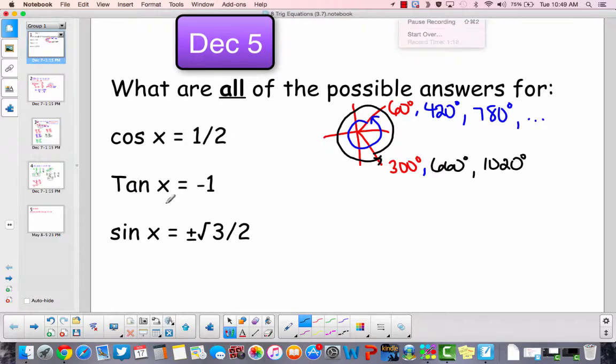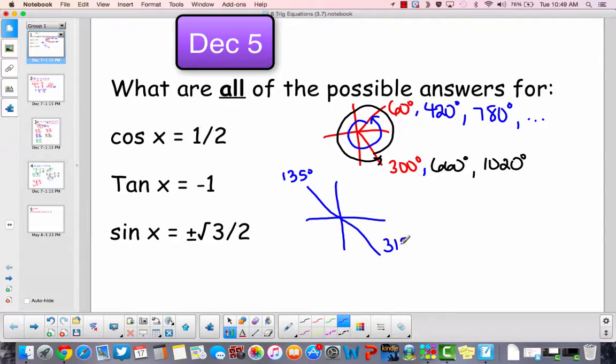So the same thing is true over here for the tangent of x equals -1. What quadrant are we in? Well, we're either in the second or the fourth quadrant. We're either at the 3 pi over 4, or 135 degrees, or the 7 pi over 4, which is 315 degrees.